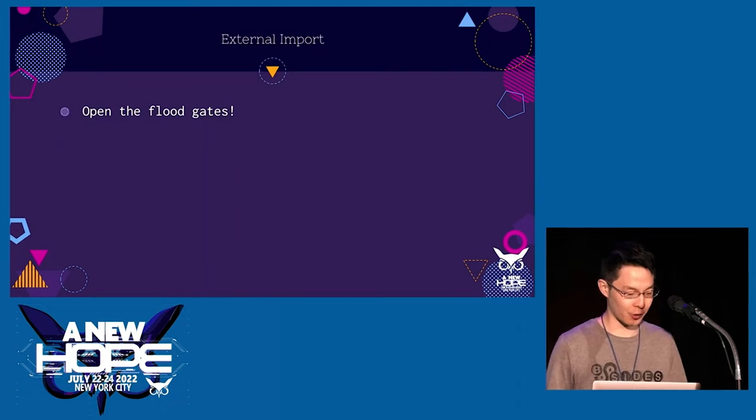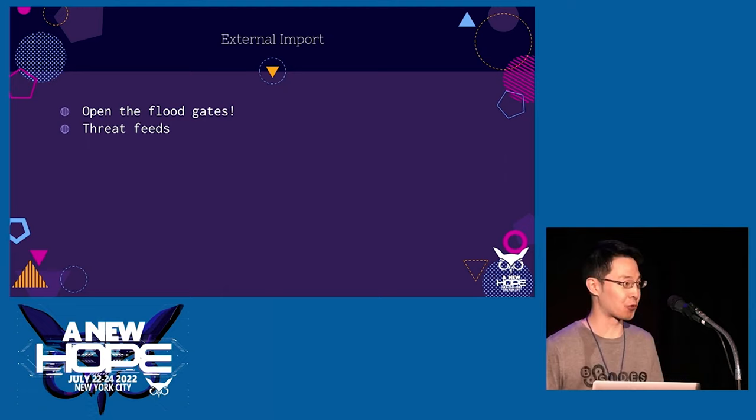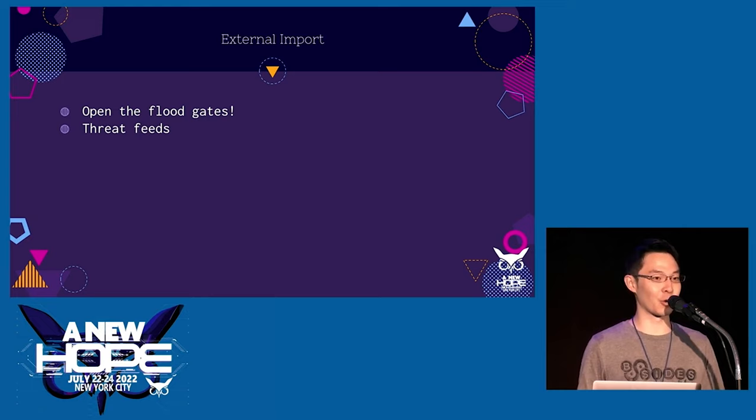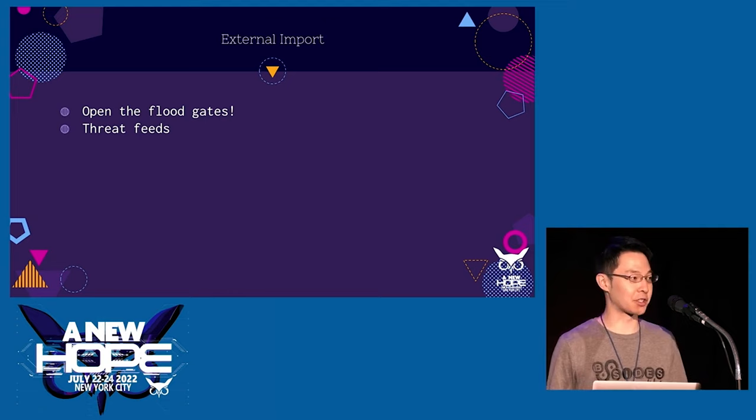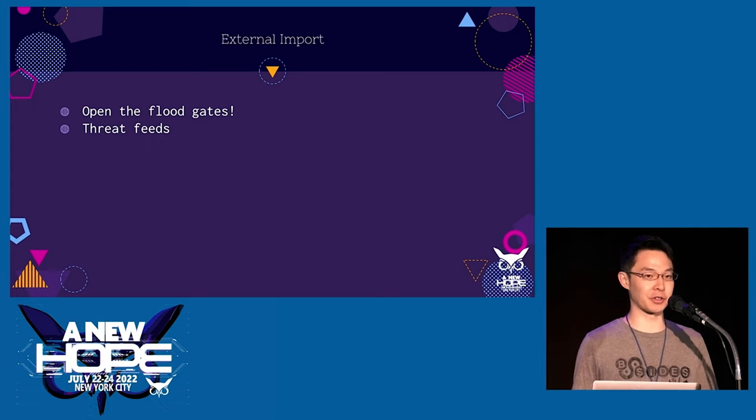So, external import, open the floodgates essentially. You'll get a ton of data from threat feeds from upstream, hundreds of thousands of indicators every hour depending on what you're tapping into. You don't want your CTI team to go through each indicator and figure out what is useful and what isn't. You want to make sure the indicators stay fresh and aren't stale. They're not very useful if they came in a year ago. You need something to auto offboard them off your platform, because indicators get stale over time.